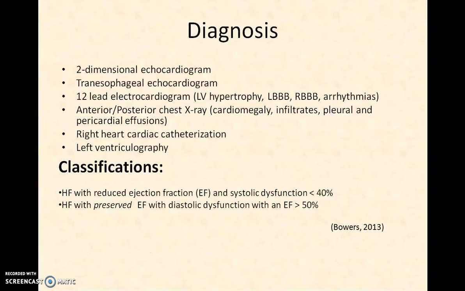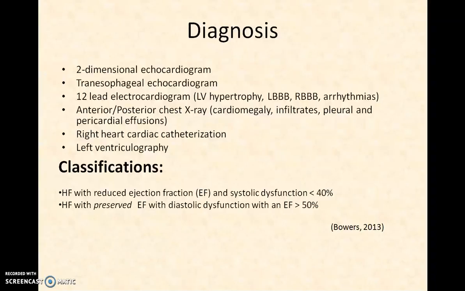So diagnosis. In order to identify heart failure, there are two-dimensional echocardiograms, which they can do. There's transesophageal echocardiograms, which is when they go down the esophagus, and they look towards the top and backside of the heart. That gives them a good visual of the chambers of the heart and all the valves. They can do 12-lead EKGs, which is you hook up all the monitor patches to the patient, and you can look at the electrical system going through the heart, and sometimes you can see if there's left ventricle hypertrophy, left bundle branch block, right bundle branch block, and you can see arrhythmias as well, which can cause heart failure.